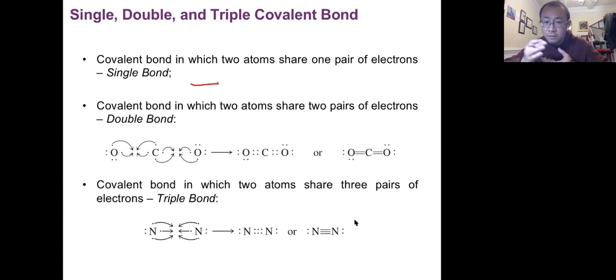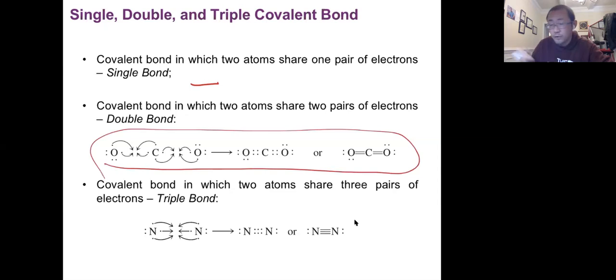But sometimes atoms will share 2 pairs or 3 pairs of electrons. If that's the case, we use a double dash or triple dash to represent 2 pairs or 3 pairs respectively. And we call those bonds a double covalent bond or a triple covalent bond, shortly double bond or triple bond. We will talk about the Lewis structure of this guy in the future, but I do want to use this one example to show you why nitrogen exists in nature as N2.